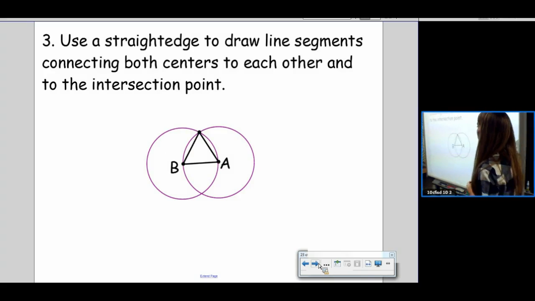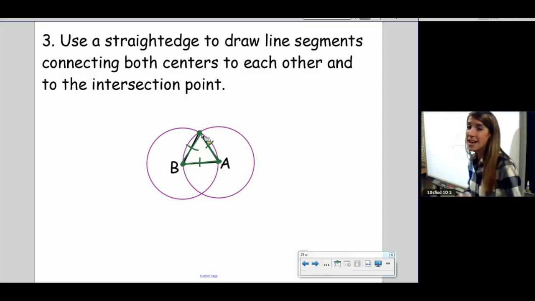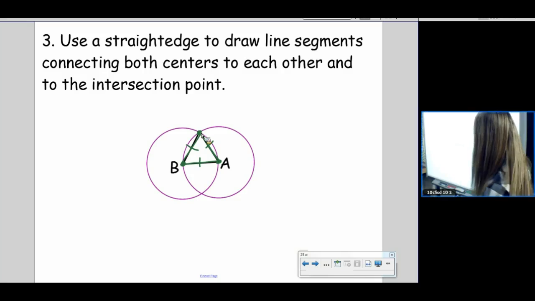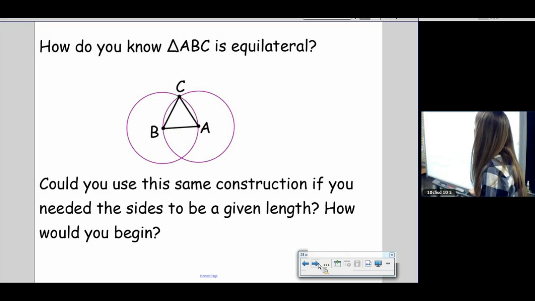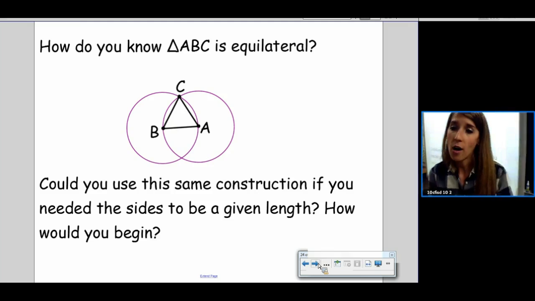Then you would put a dot where these circles intersect, and you would connect the center to the center. This is just a radius. This is a radius, and this is a radius. Since they're all the three radii of congruent circles, then you've just created an equilateral triangle. They're all the same length. Fun stuff. So I already answered this question. How do we know ABC is equilateral? We talked about how they're the radii of congruent circles.